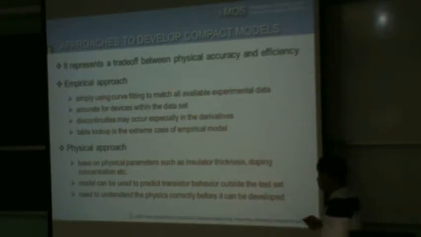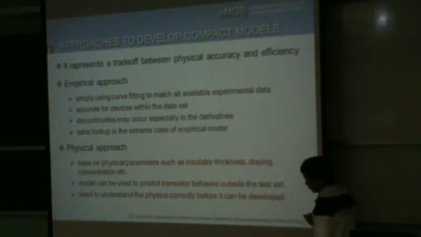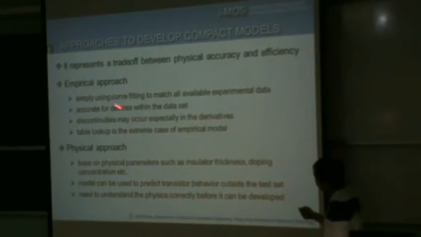Now, for this kind of model, if you want to simulate a device which is already within the data set, then this simulation is very accurate, because based on the data, we produce the same data. But in the process, discontinuity may occur, especially in the derivative. Table lookup is probably an extreme case of empirical model, because basically each data point is one parameter.